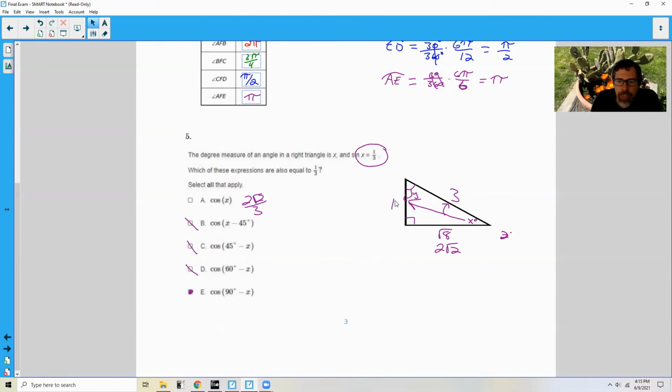You just have to remember that the sine of this angle, sine of x, equals the cosine of y. In a right triangle, the sine of one acute angle is equal to the cosine of the other. And so the answer is E.